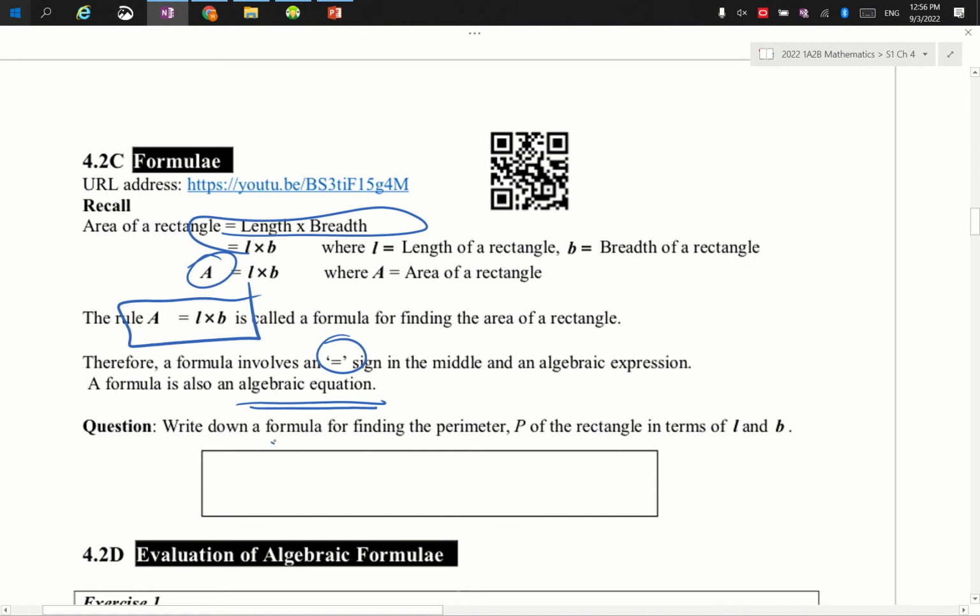Now, can you help me write down a formula for finding the perimeter P? I want to find perimeter, but instead of writing out the whole word, don't be lazy. They already say perimeter is P. Okay, so write down a formula for finding the perimeter in terms of L and B. So what do you think it would be? What is the perimeter of a rectangle if the length is L and the breadth is B?